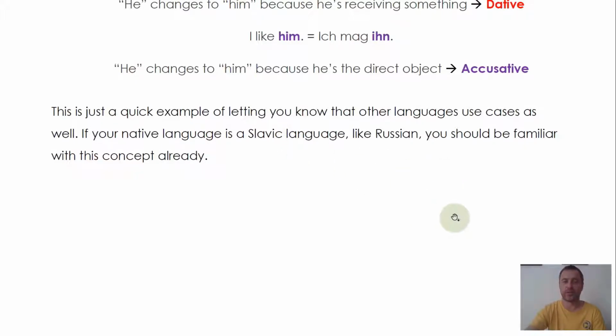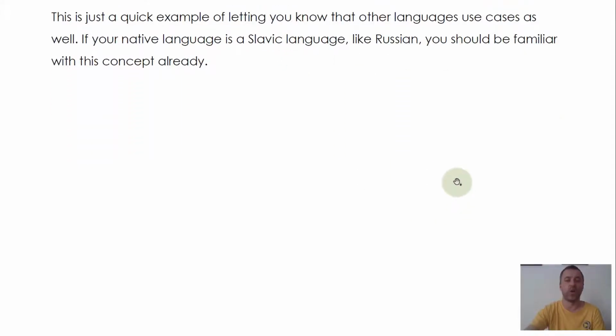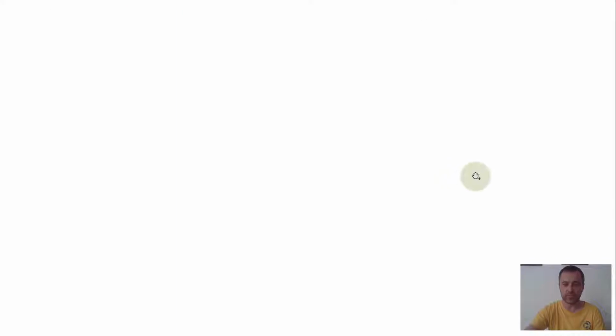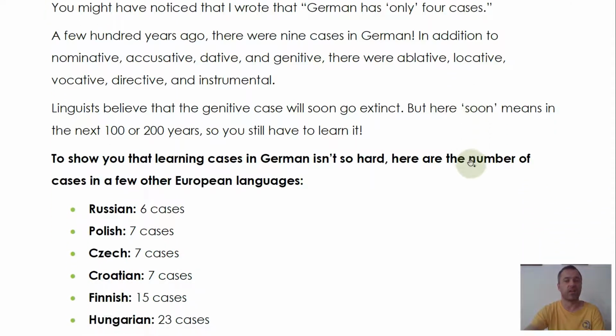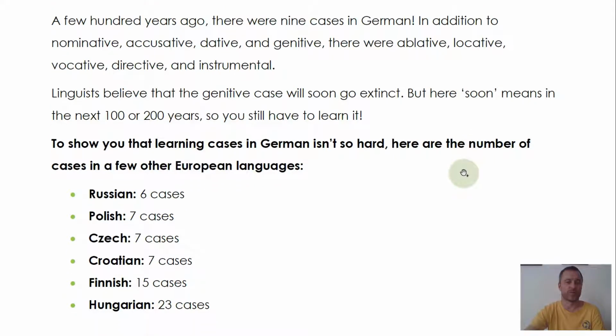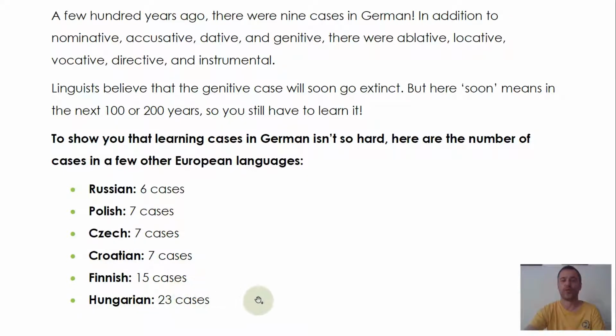But I told you at the beginning, German has only 4 cases. So let's have a look how many cases there are in other languages. So if you're learning one of those, you probably know already. So there are more cases in Russian, Polish, Czech, Croatian, Finnish, and Hungarian has 23 cases. So we have only 4 here. In German, so you can see it's actually not that hard.